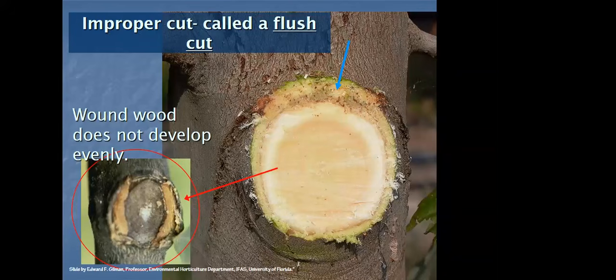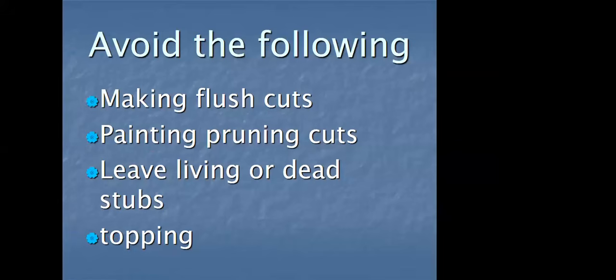So here you can see examples of, again, just going too far, too deep, where you're just not going to get proper callus tissue there over time. And then you also open the tree up for a disease or insect if it doesn't heal correctly or close up correctly. So try and avoid making those flush cuts. You don't want to leave stubs too far out because they'll end up becoming potentially decay columns for the tree.